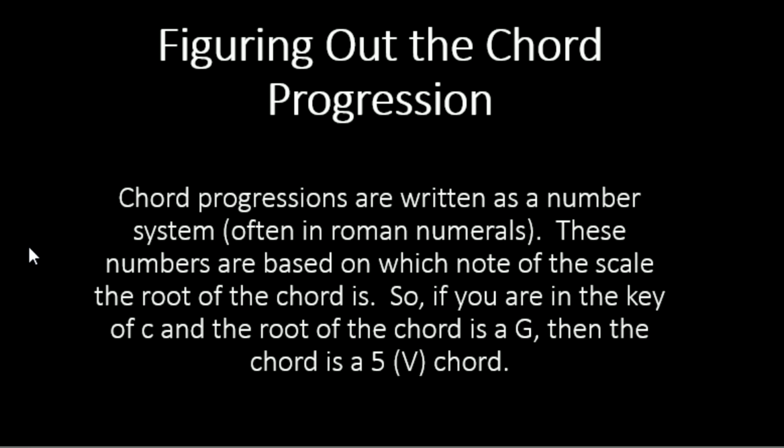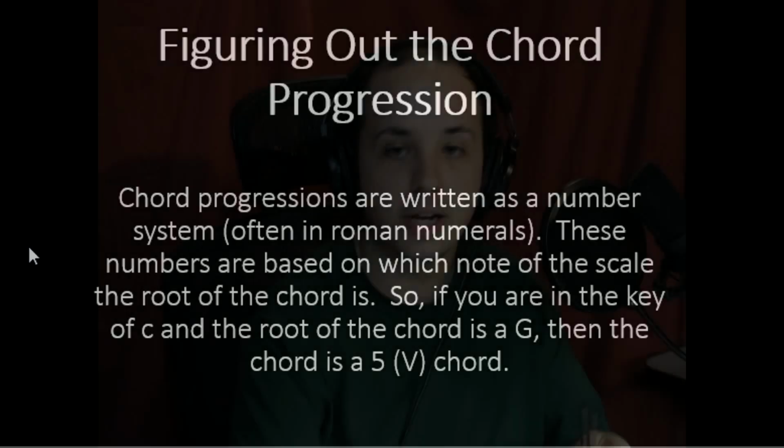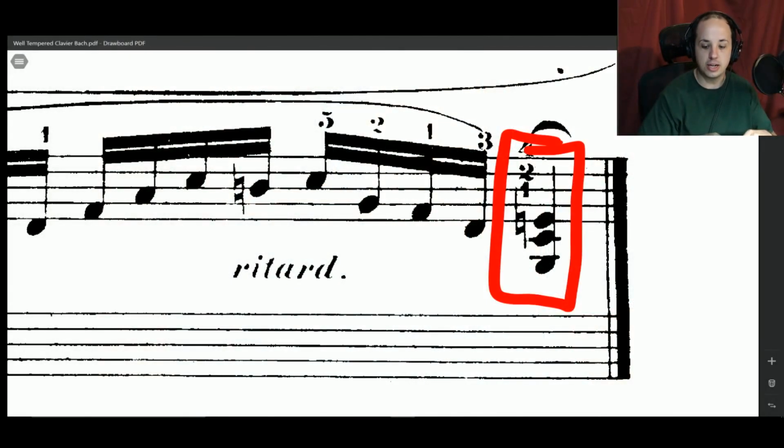Well, chord progressions are written as a number system, often in Roman numerals. As you may have read online, you see chord progressions written as I, V, IV, and then I. Well, if you know your Roman numerals, that's 1, 5, 4, and then 1. They're often expressed as Roman numerals. What's that about? What are those numbers, and what in the world do they mean? Well, let me show you here.